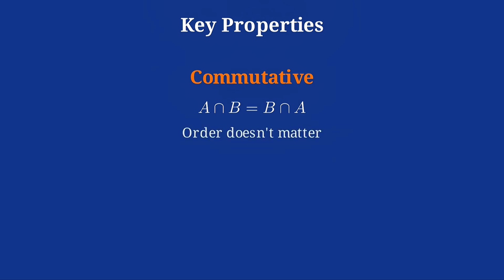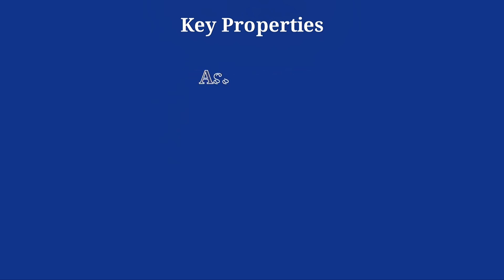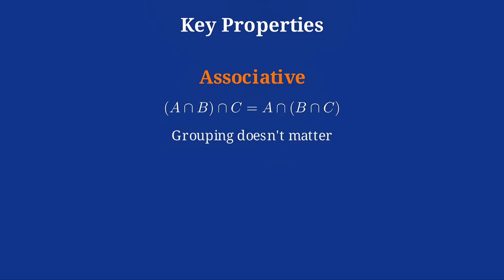Like other operations, intersection has some key properties. First, it is commutative. A intersects B is the exact same thing as B intersects A. The order doesn't matter. Second, it is associative. If you have 3 sets, it doesn't matter how you group them. Grouping A and B first gives the same result as grouping B and C first.